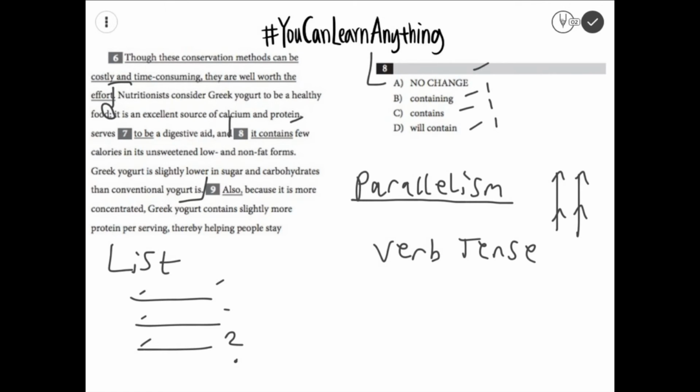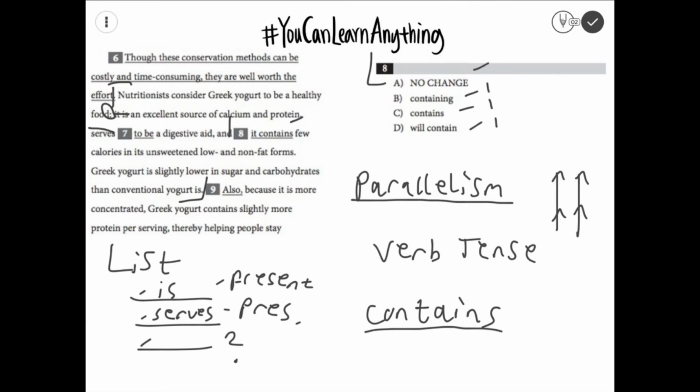The first part's pretty easy. It says it is an excellent source of calcium and protein. So the word that we're working with is "is." We know that that is just a regular old present tense. And then if we look at the second part, after the comma, here we go, "serves," right there. Guess what? That's also present tense. So what we should have at the ending is the present tense form of the word contains.